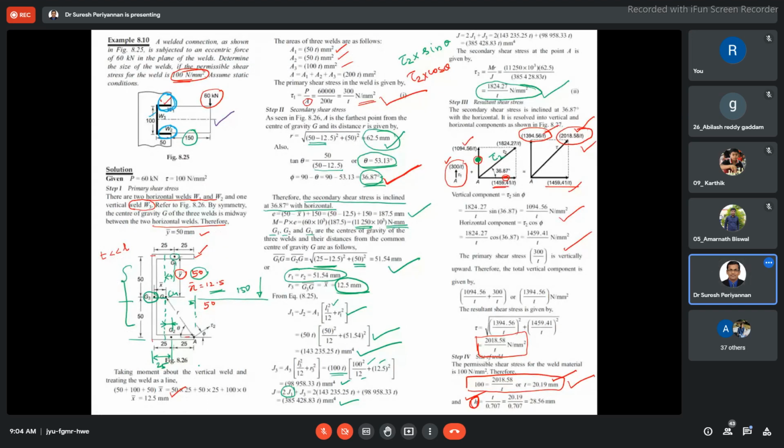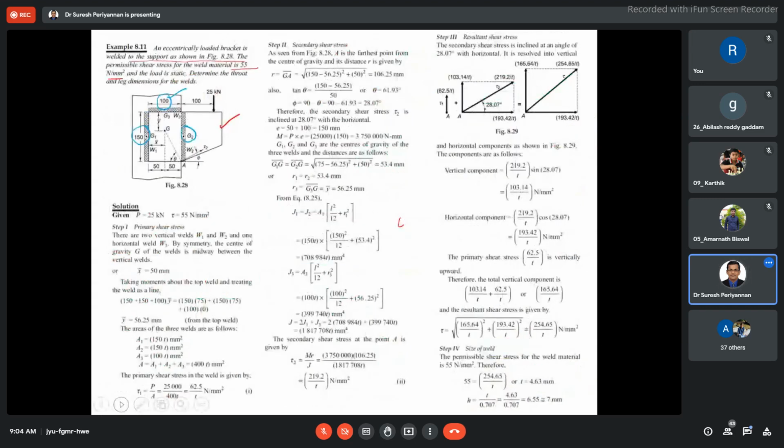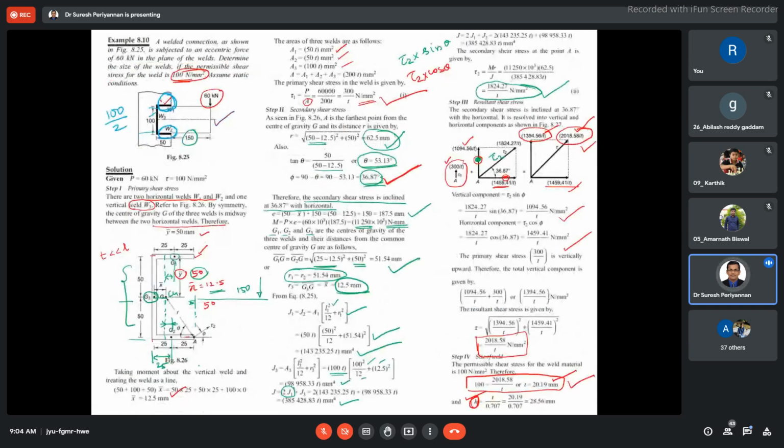Finding Y bar was very easy, as in the earlier case. Now it is nothing but the distance between the two welds, 100 divided by 2. Here the horizontal welds and the vertical weld are the same. Then the vertical distance between the welds is 100 mm. Hence this is our Y bar.